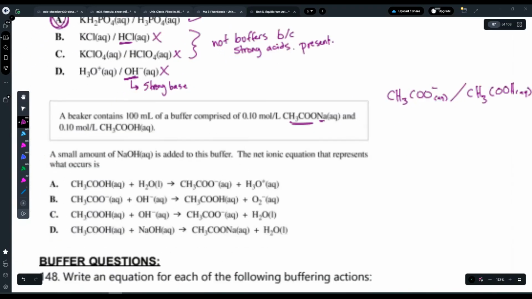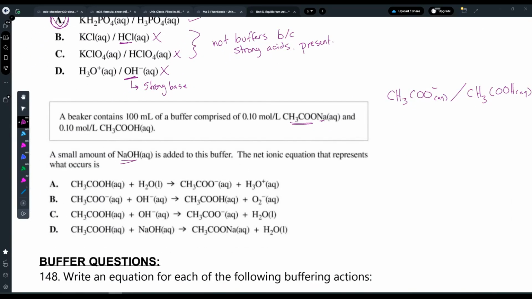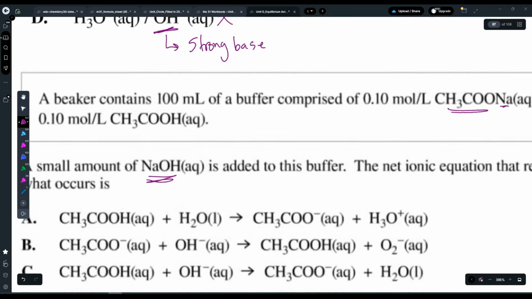Okay, so now that we have that figured out, we're seeing that we have a strong base being added. How I know it's a strong base is because any metal with hydroxide is going to be a strong base forever and always. Now again, because we have an ionic compound, you're going to want to dissociate it to see what's actually acting here. So this is going to dissociate into sodium ions and hydroxide ions.